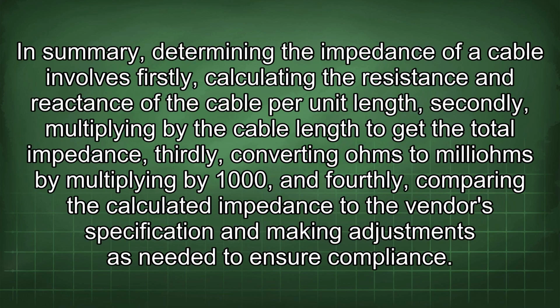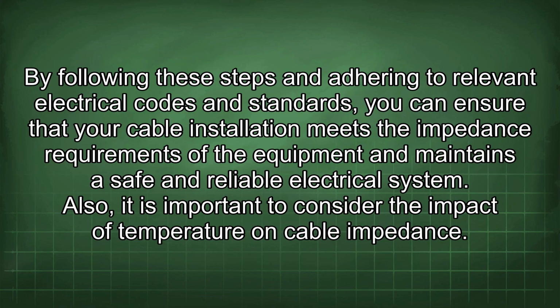In summary, determining the impedance of a cable involves firstly calculating the resistance and reactance of the cable per unit length, secondly multiplying by the cable length to get the total impedance, thirdly converting ohms to milliohms by multiplying by 1000, and fourthly, comparing the calculated impedance to the vendor's specification and making adjustments as needed to ensure compliance. By following these steps and adhering to relevant electrical codes and standards, you can ensure that your cable installation meets the impedance requirements of the equipment and maintains a safe and reliable electrical system.